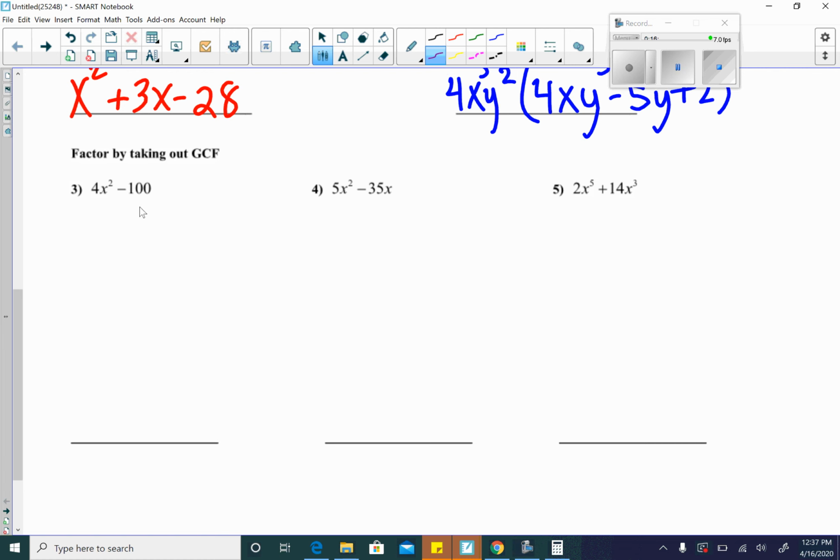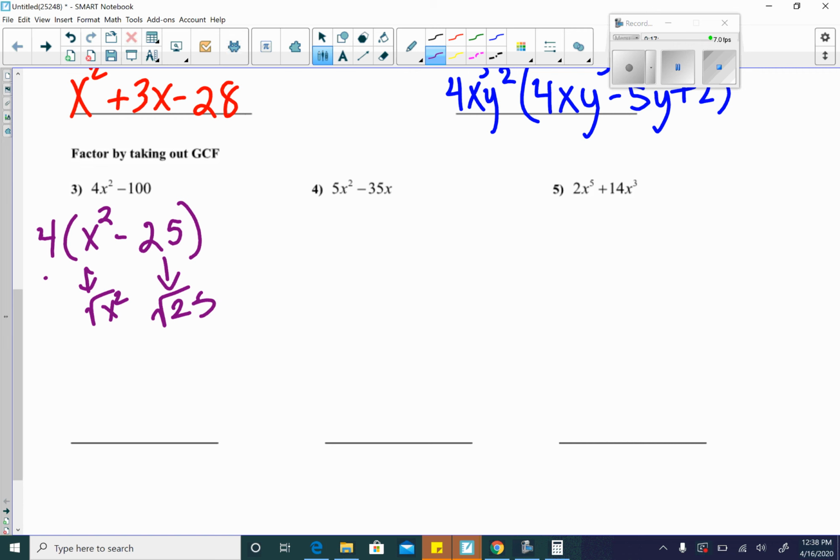Okay? So, what can I take out of both terms here? You're going to ask yourself, well, does 100 divide 4? Can I take out the 4? Yeah, right? What is 100 divided by 4? Take that 4 out. I'm left with x squared minus 25. Okay? Now, I still have difference of squares here because I can take the square root of x squared and I can take the square root of 25.